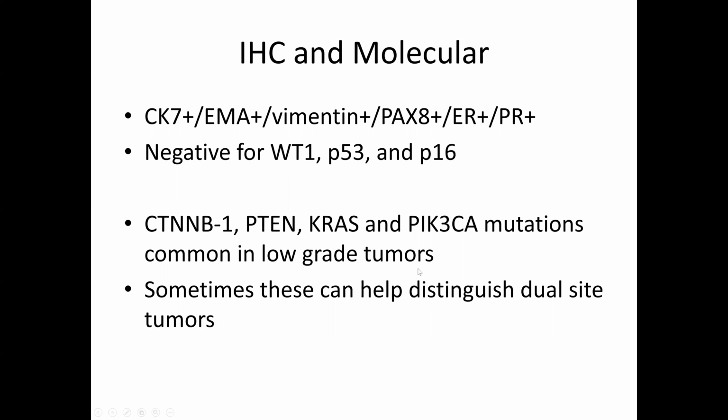Now, underlying this are a number of mutations that can be fairly common in the low-grade tumors: the beta-catenin gene, PTEN, KRAS, and PIK3CA can all be mutated. And this sometimes is helpful, particularly when you have a tumor occurring in multiple sites, like the endometrium and the ovary and so forth. So we'll talk about that in a moment or two here.